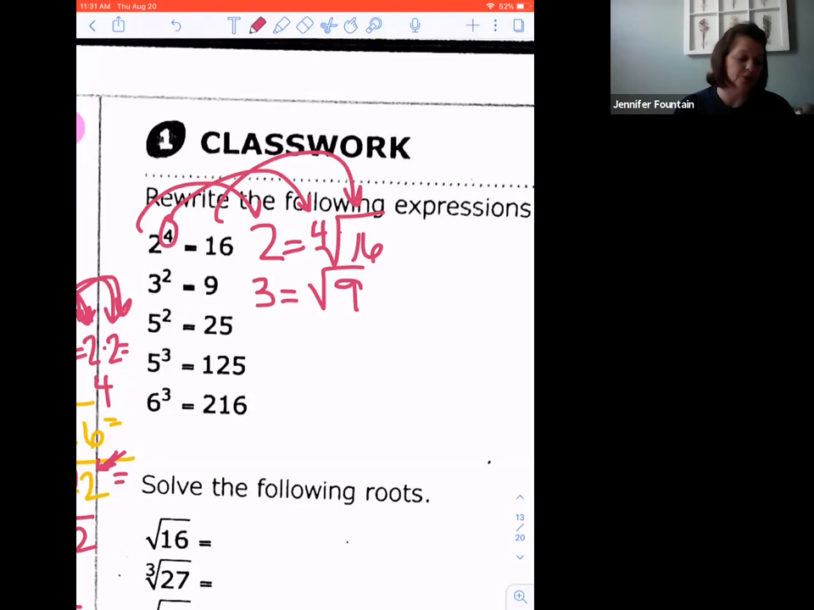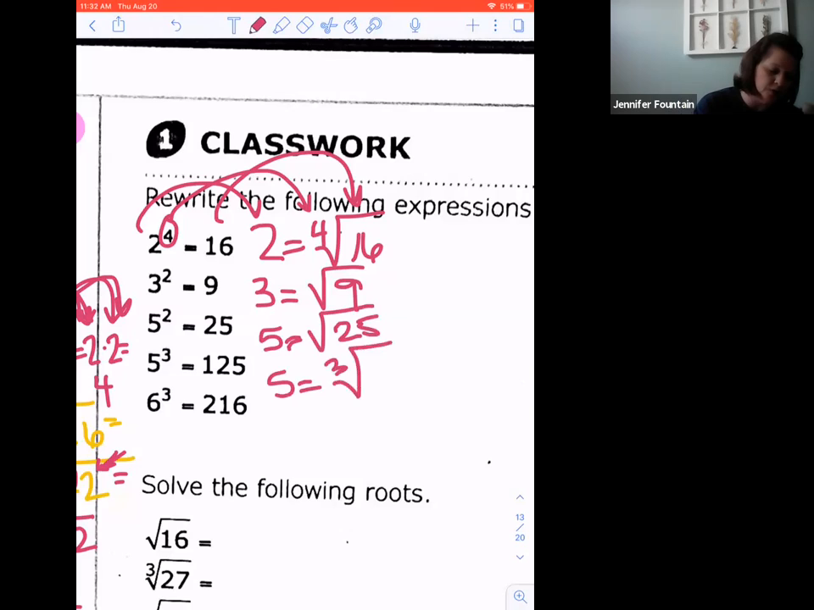So 3 to the 2nd power equals 9. I would break that into 3 equals the square root of 9. Remember, if my index is 2, I don't have to write it. Same thing here, where 5 would equal the square root of 25. Or 5 equals the cube root of 125.